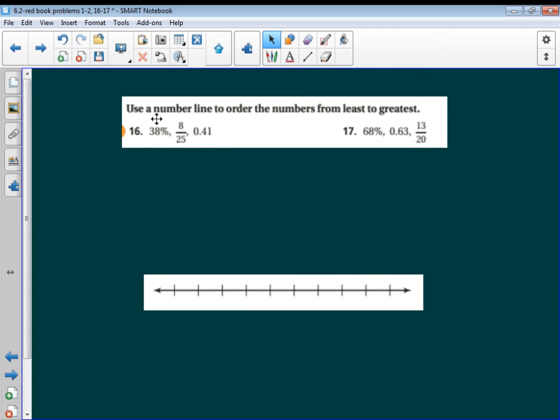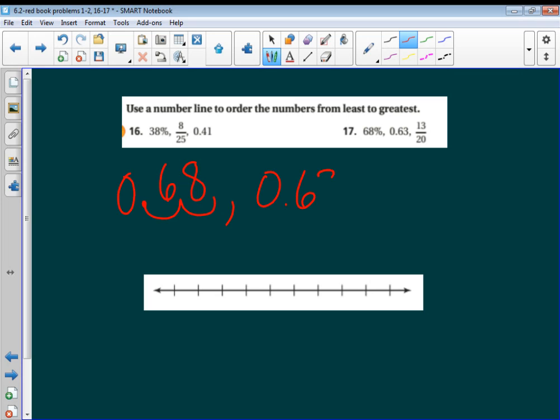So I have 68%, 63 hundredths, and 13 20ths. So my 68%, remember my decimal is right here as a percent. I divide by 100, move it over, so I have 68 hundredths. I have 63 hundredths, and my 13 divided by 20, because that's how I take a fraction and put it into a decimal. It gives me 13 divided by 20 is 0.65.